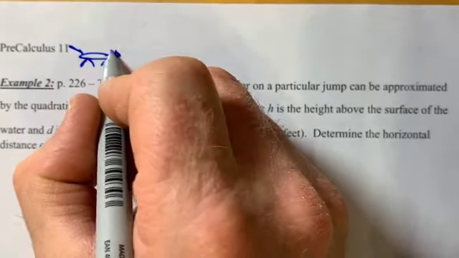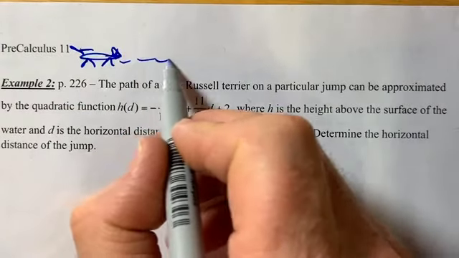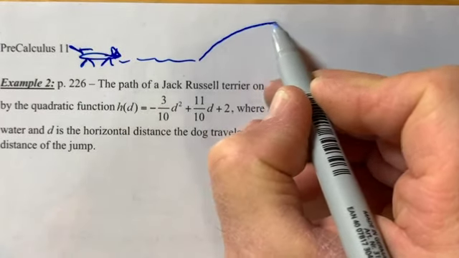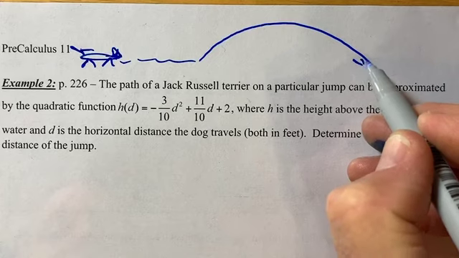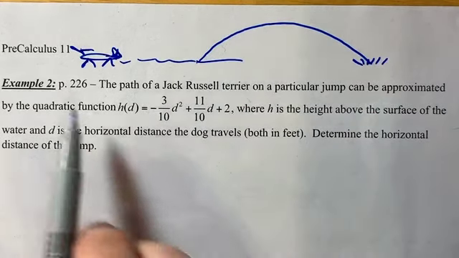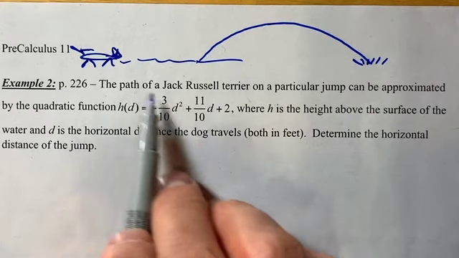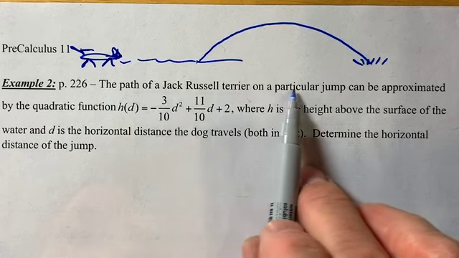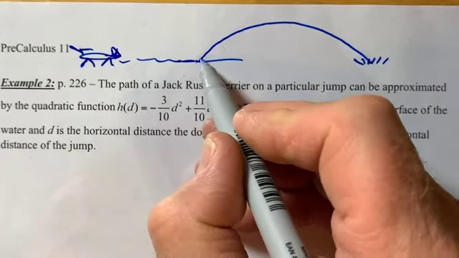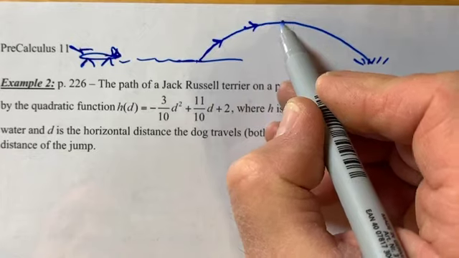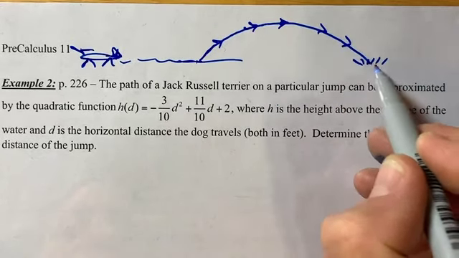Oh yeah, it's a great looking dog. He's running along. He's going to jump up in the air. He's going to come back down and splash and land in the water somewhere. Okay? So this is what this parabola is. The path of a Jack Russell Terrier on a particular jump: runs along, jumps up in the air, there's the top, and comes back down and splashes in the water.